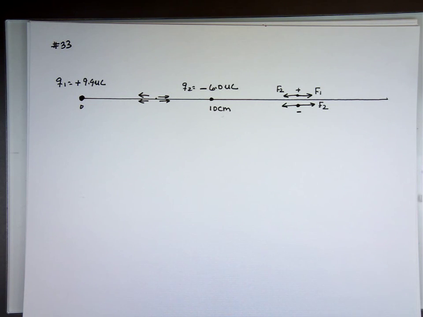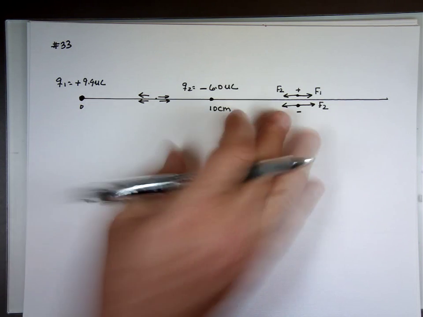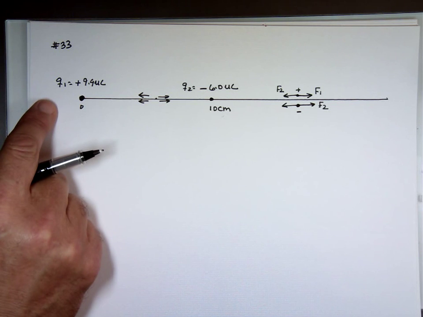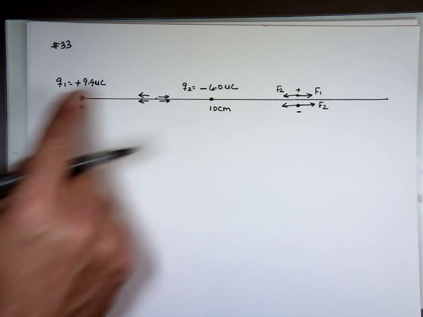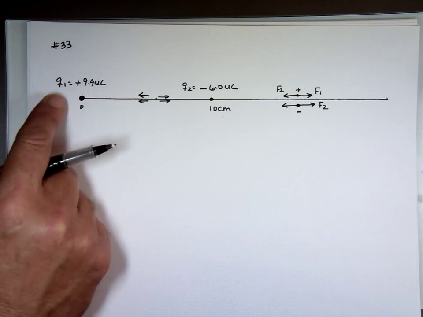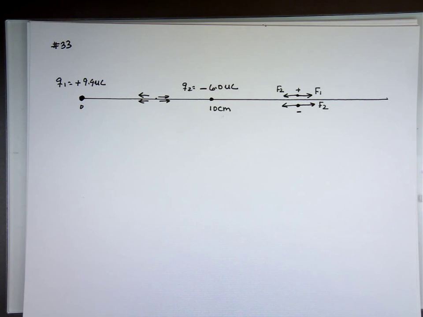You say, what about this side here? This won't make any sense. Why? Because this charge is bigger, and you're closer to it. That force will be much, much larger. So it has to be somewhere here.